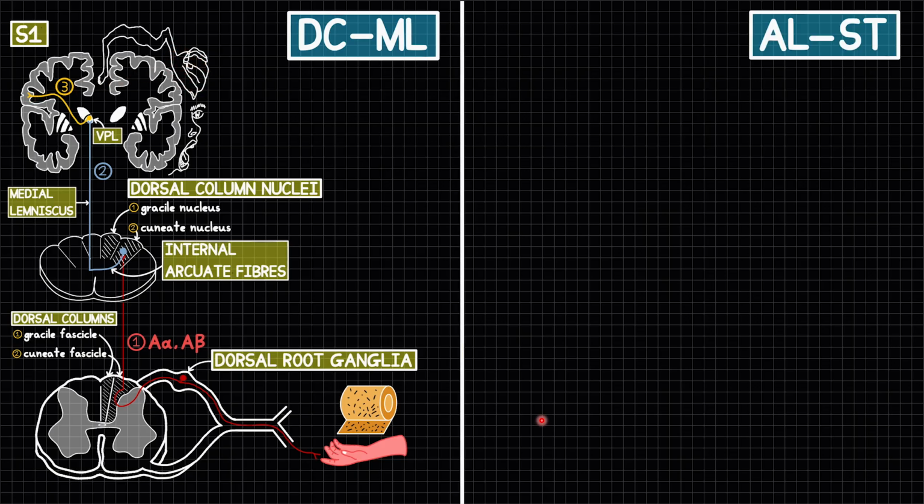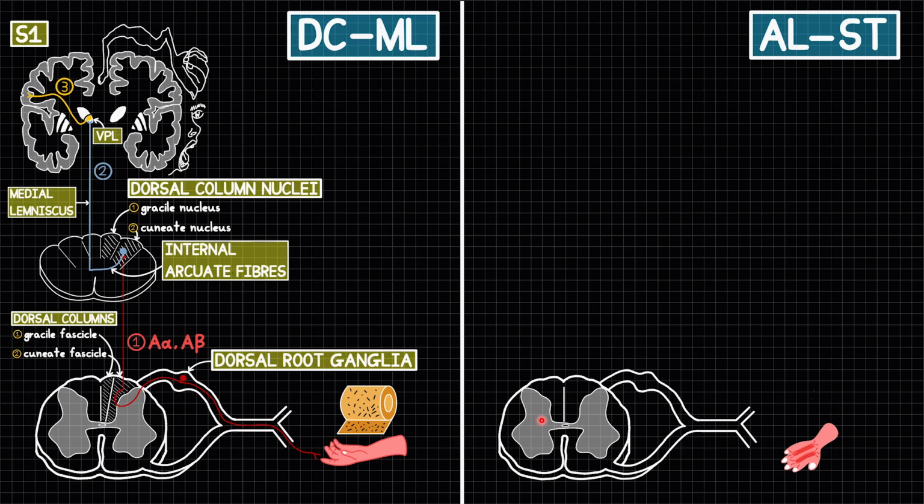Okay, now let's look at the ALST pathway and see how this is different from the DCML pathway. So remember that my DCML pathway is for fine touch, for conscious proprioception, and vibration.